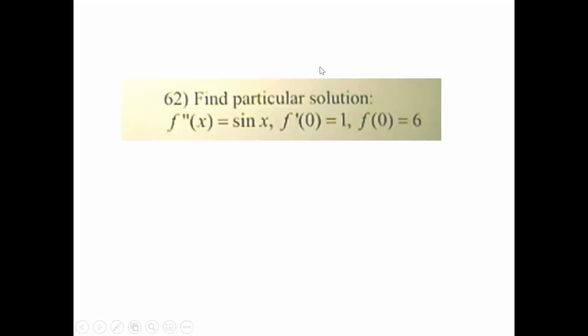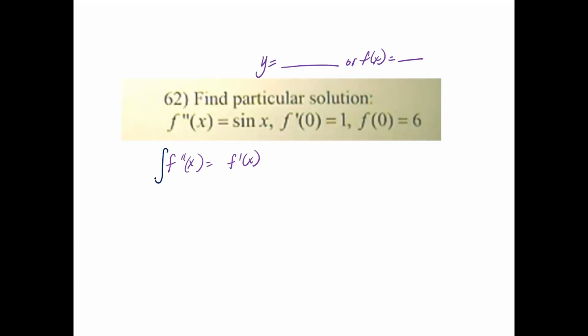All right, number 62. It says find the particular solution, and when it says particular solution, it's just saying find whatever y is equal to or whatever f of x is equal to. So if f double prime of x equals sine x, you know that to get from an f double prime of x to an f prime of x, you will have to go backwards with the integration.